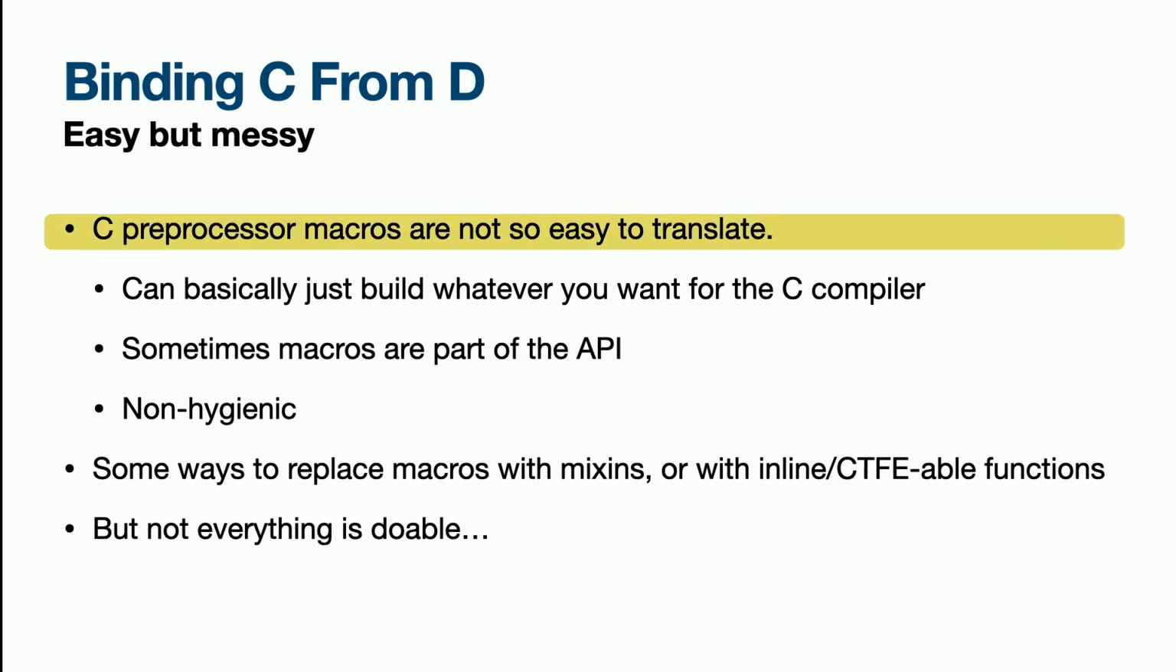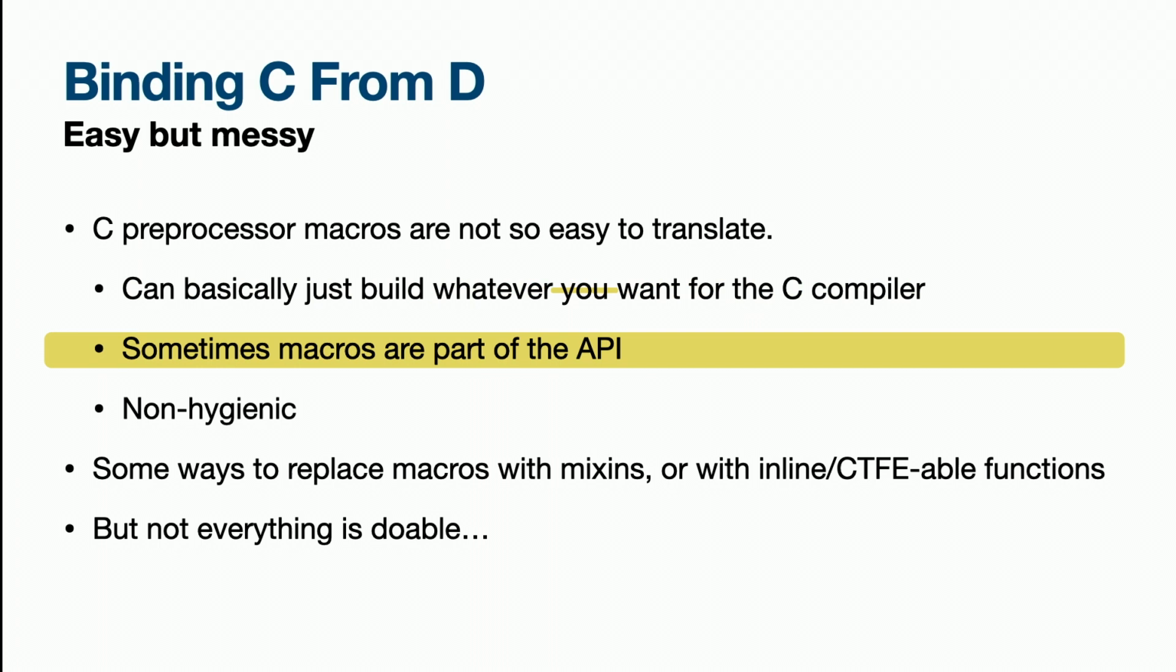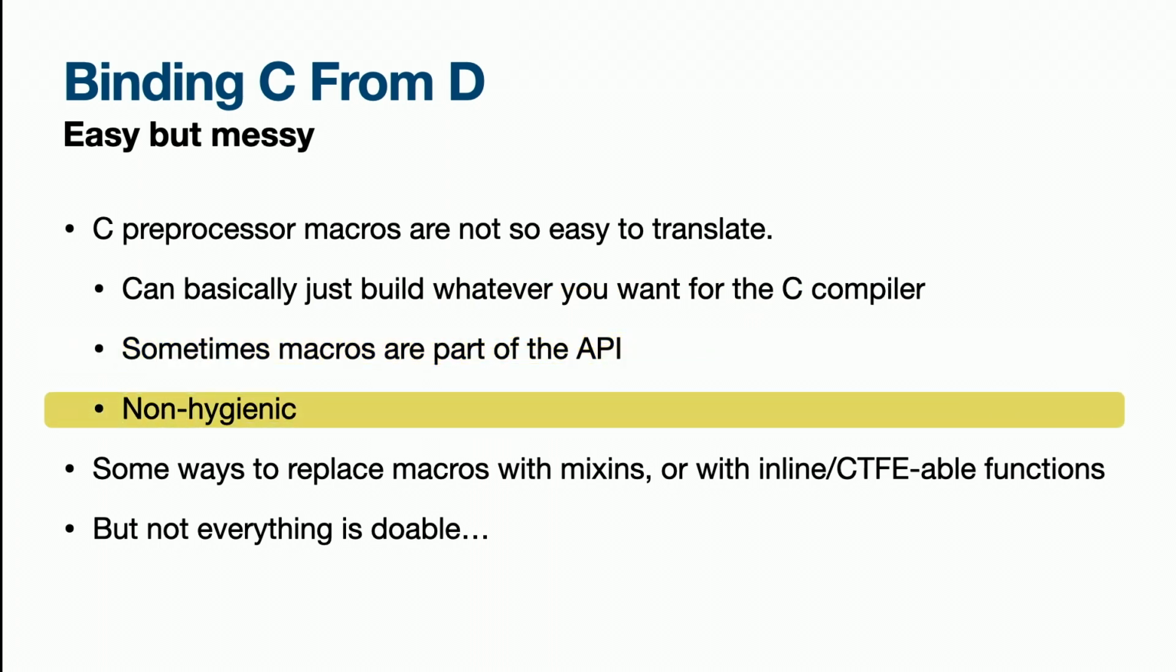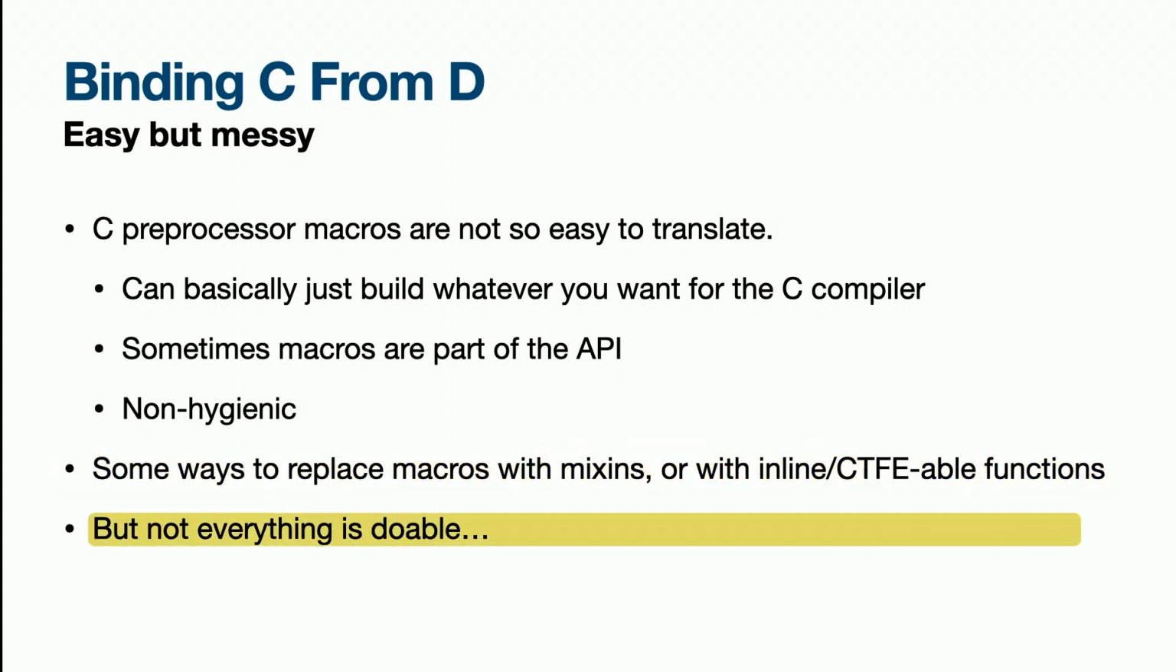We have, of course, the C preprocessor. As you know, the C preprocessor can build whatever you want, and sometimes macros are part of the API. As Walter would say, it's non-hygienic. And there are some ways to replace macros with mixins or inline CTFE functions, but not everything is doable. However, most of the time for bindings, you just figure out the little bits that are different, and you fix those.